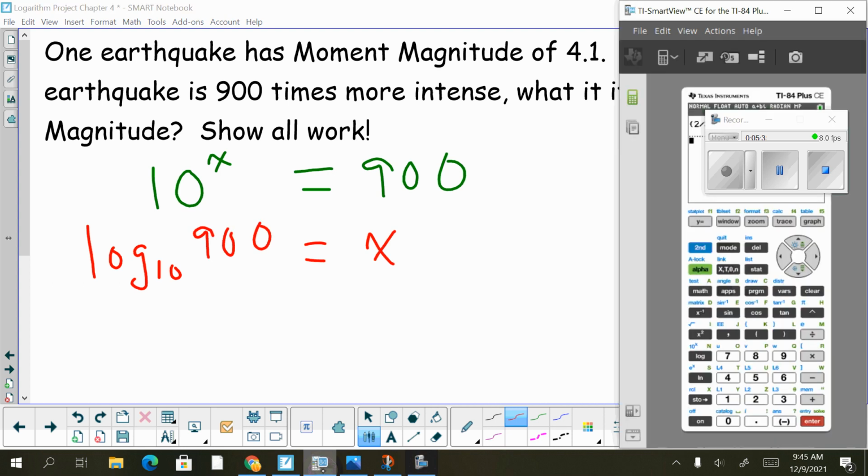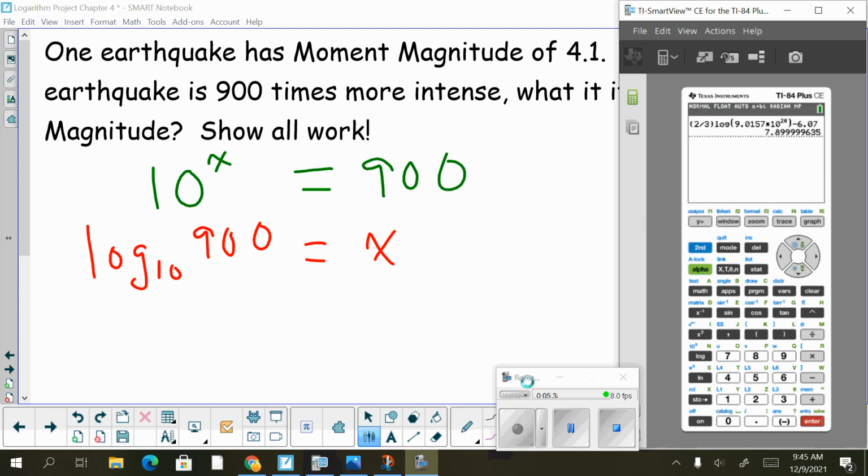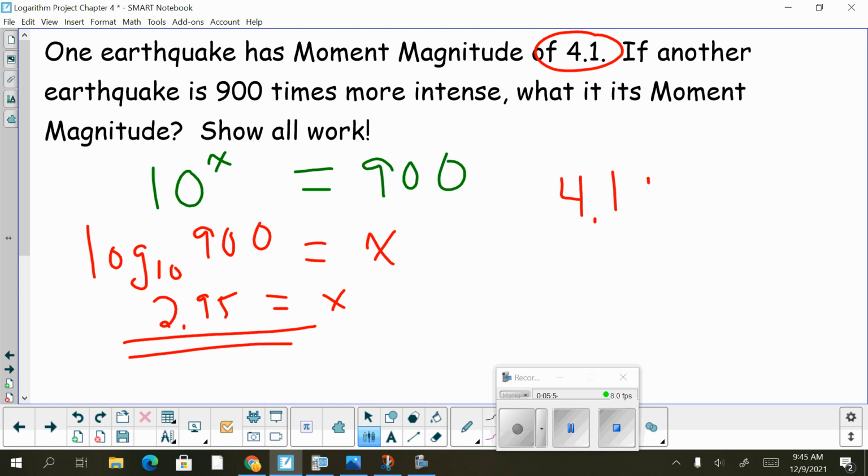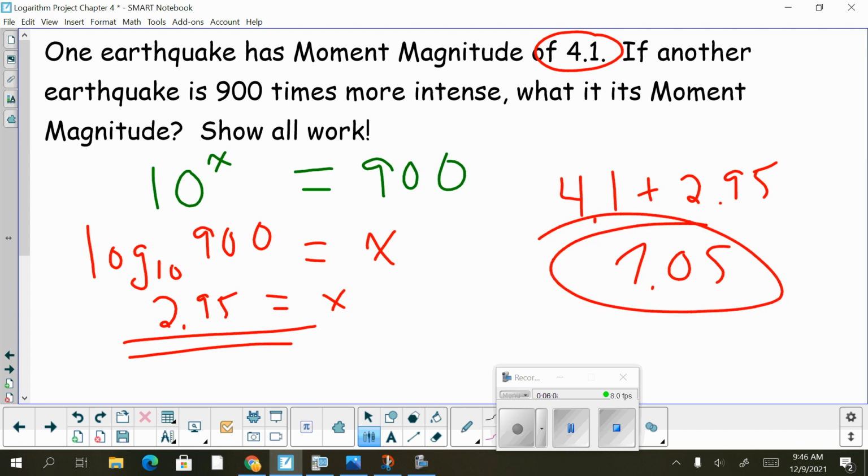And to type it in, it's going to be easy. You can use your regular log key. Log 900. It's 2.95. So what that means is this earthquake is 2.95 moment magnitudes away on the logarithmic scale. So you'll just add them up. 4.1 plus 2.95 is 7.05. So an earthquake that is 900 times more intense than a 4.1 is a 7.05. I said that wrong at first, but 7.05.